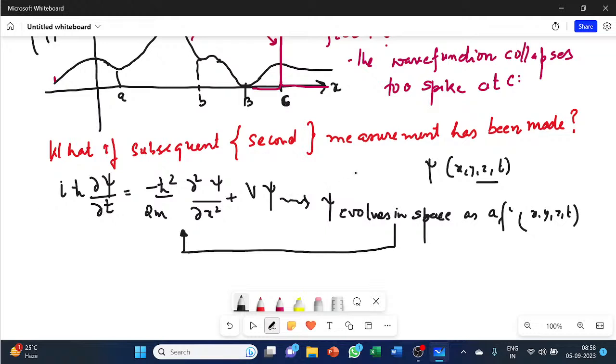Okay. Now, if you're making a subsequent measurement, and if you're not making it too quickly, your wave function will evolve in the space. It will evolve in the space as a function of x, y, z and time, governed by this equation. So if you are not making a second measurement quickly, then there would be a change in the position.